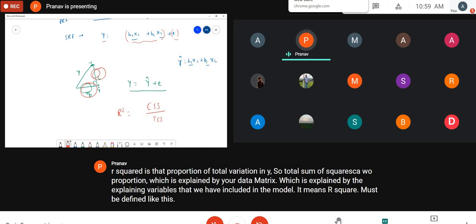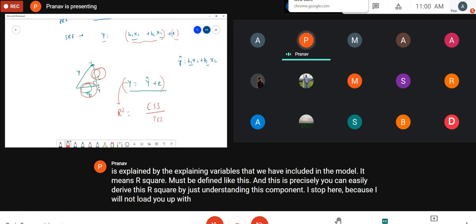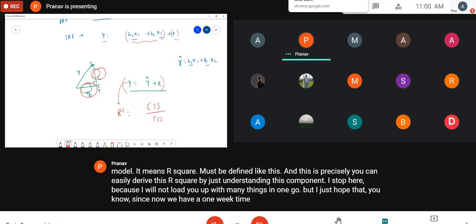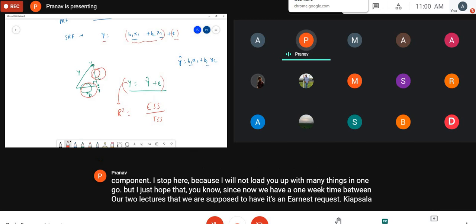And this is precisely how you can easily derive this R square, just by understanding this component. I'll stop here because I'll not load you up with many things in one go. But I just hope that, since now we have a 1 week time between our two lectures, it's an earnest request that you revise everything.